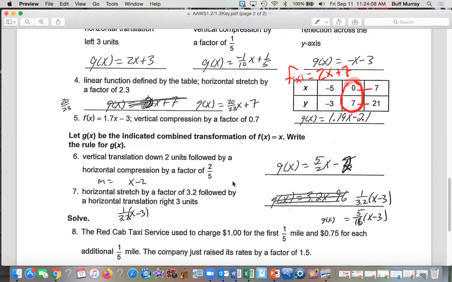Well, now we need to perform that transformation, and it's a horizontal stretch by 2.3. Once again, horizontal stretches are the ones that are a little more difficult. So that means we're going to have f of 1 over 2.3x. That would be our new g of x, which means we're going to replace x with this.